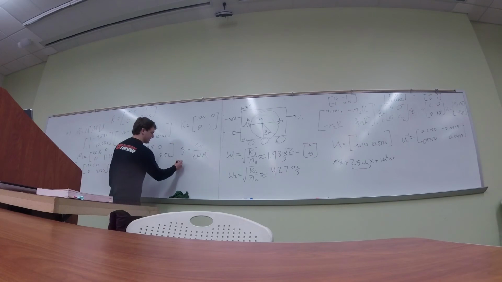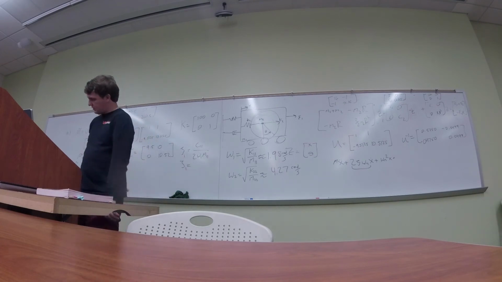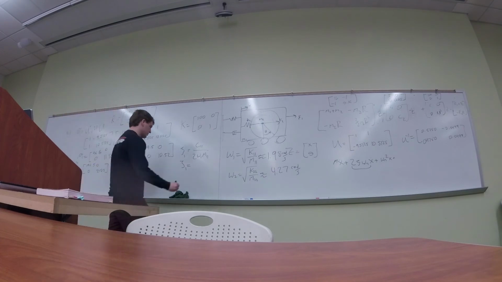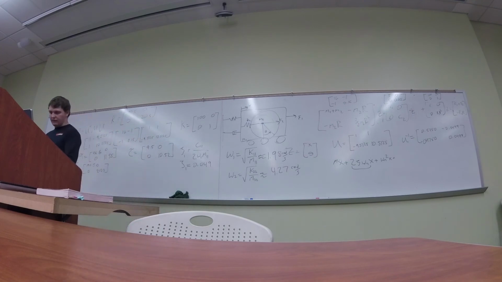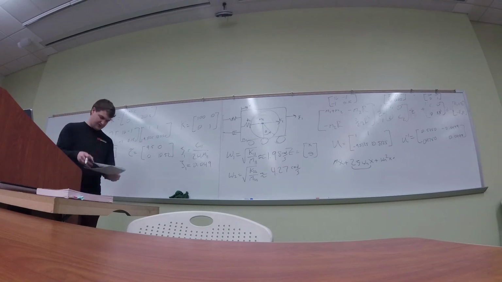You'll find that zeta 1 is approximately 0.05, or 0.0449 if you want to go with that. Then he wants to have you find your, well, let's see.